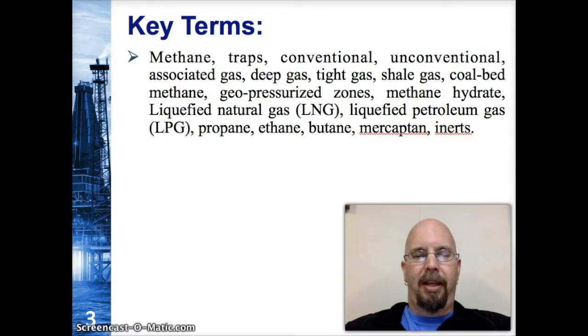When you take out the methane, it is then refrigerated and turned into liquefied natural gas. Then when propane, ethane, and butane are taken out of natural gas and refrigerated, they are referred to as liquefied petroleum gas. So this is all very, very important and fundamental for the rest of the term, so please take the time to truly understand how this all works. Thank you.